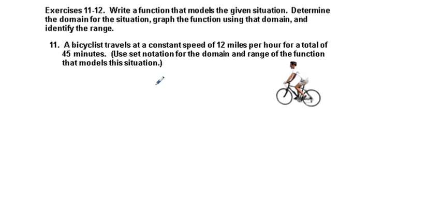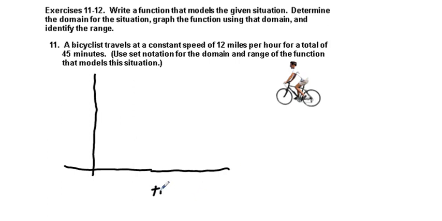All right. So basically, for domain, our domain is going to be time. I don't have a graph page here, so I'm just going to draw my own coordinate plane. So drawing an XY coordinate plane. Okay, here we have time, and here we have miles. And it looks like a total of 45 minutes.